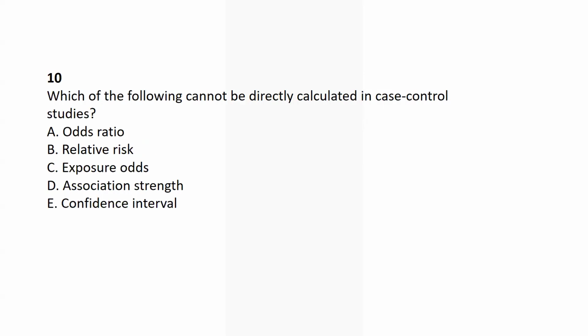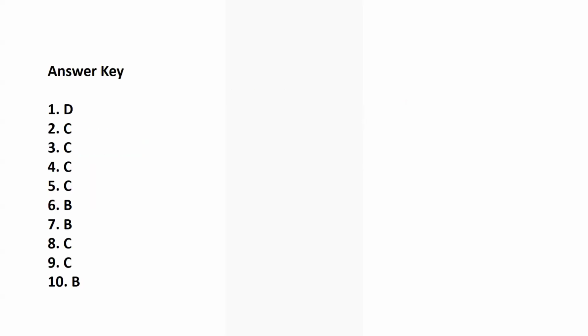Question number 10. Which of the following cannot be directly calculated in case control studies? Option A, odds ratio; B, relative risk; C, exposure odds; D, association strength; and E, confidence interval. B. Yes, B is the right answer. This is the answer key.